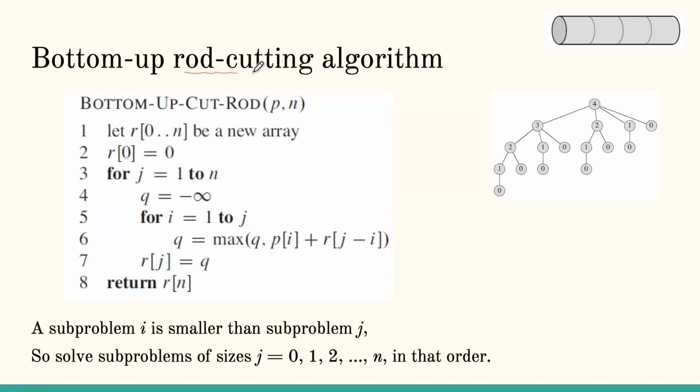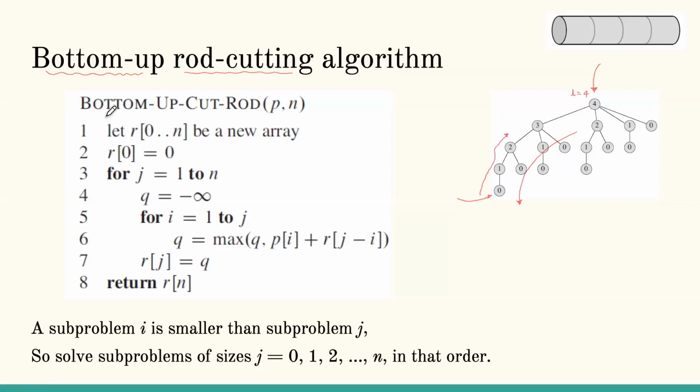Now, to solve the rod cutting problem, instead of going top down, that is trying to solve the largest length rod first and then going down to solve the smaller length, we can actually do the opposite, that is go bottom up. In other words, we first try to solve the problem for a rod of a very small length and then gradually grow up. This is exactly what the bottom up rod cutting algorithm does.